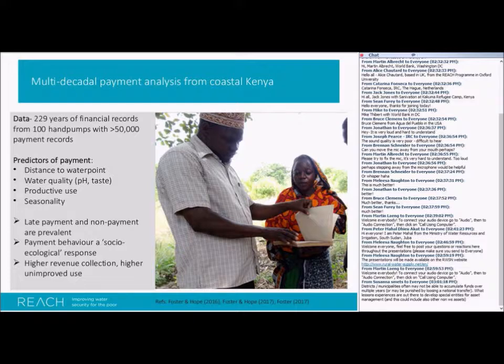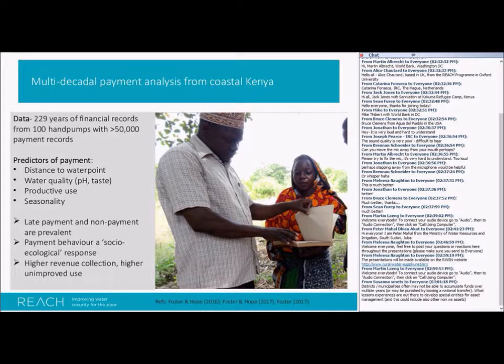Socio-ecological system is really around the sort of water quality of the groundwater. And then higher revenue collection and higher unimproved use. What we found is a big conundrum with the SDG. Financial sustainability does not seem to be compatible with all service delivery. There's often an imbalance between the financial sustainability and cost of delivery side versus the affordability and no one left behind aspects.